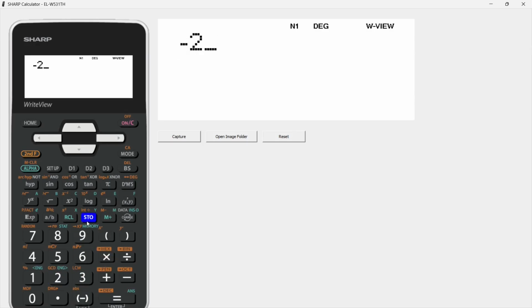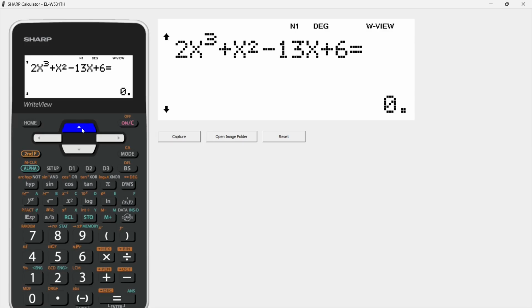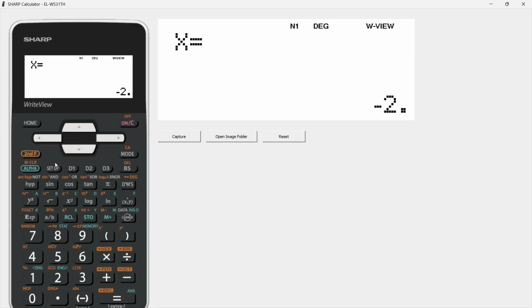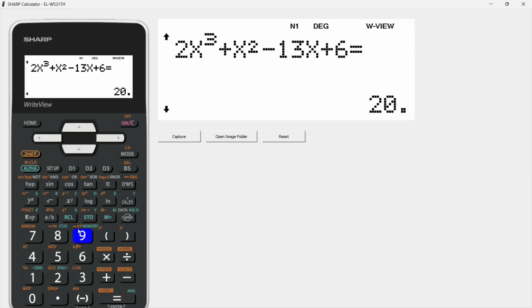Let me check negative 2 one time, so I don't have to come back here. And then I would store that on x. Check it over here, and we get 20. So negative 2 does not work. Let me just recall and make sure that, yes, x is negative 2. All right, great.